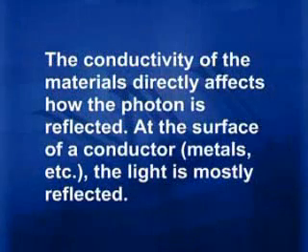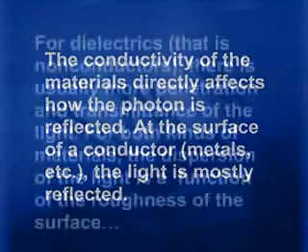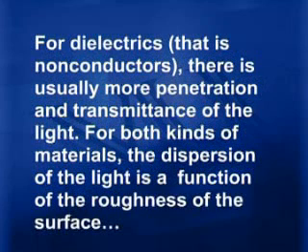So the conductivity of materials directly affects how the photon is reflected. At the surface of a conductor, for instance, any metallic object, the light is mostly reflected, as I said. For dielectrics, that is non-conductors, there is usually more penetration and transmittance of light. For both kinds of materials, the dispersion of light is a function of the roughness of the surface. This has to be dealt with separately.